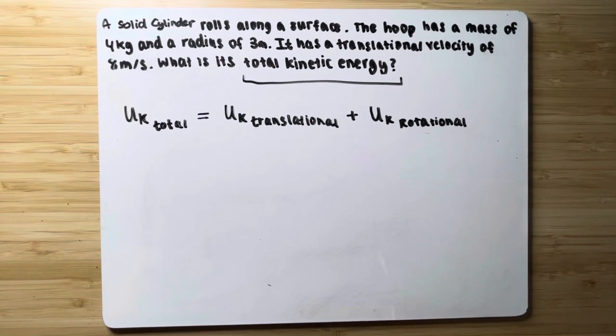A solid cylinder rolls along a surface. The hoop has a mass of 4 kg and a radius of 3 meters. It has a translational velocity of 8 meters per second. What is its total kinetic energy?